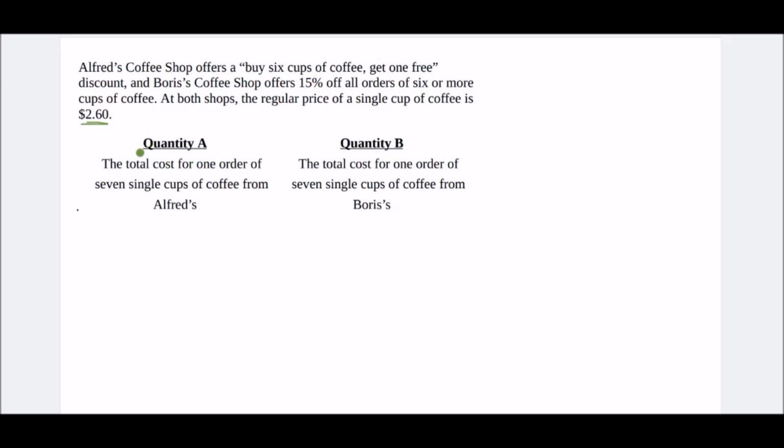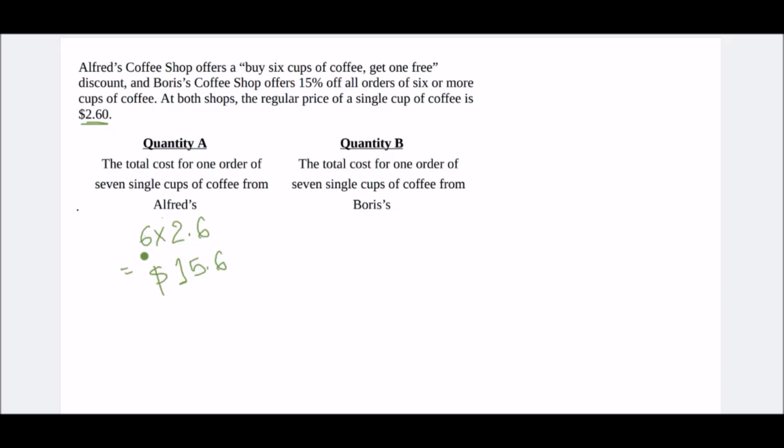Further, for quantity A, what is given? The total cost for one order of 7 single cups of coffee from Alfred. So we have to find out the cost for the 7 cups of coffee from the Alfred shop, right? So here is the offer that buy 6 cups of coffee will get 1 free. That is, for the 7 cups we have to pay for 6 cups of coffee only. So the price will be 6 into $2.6. The price will be $15.6 for quantity A.